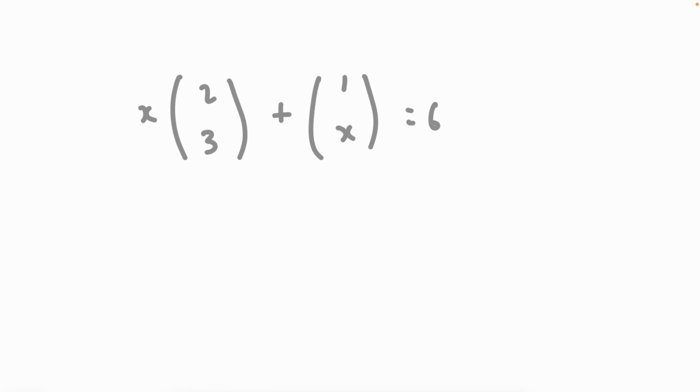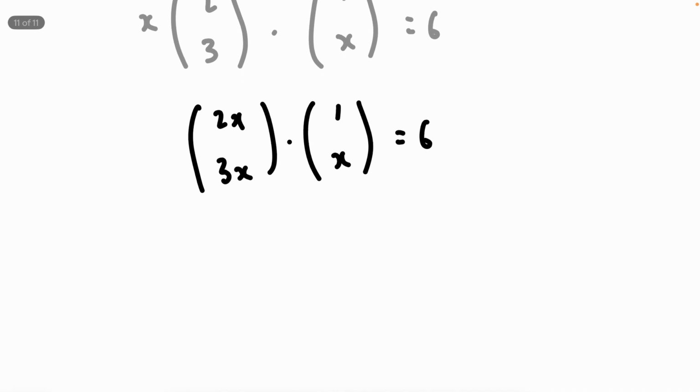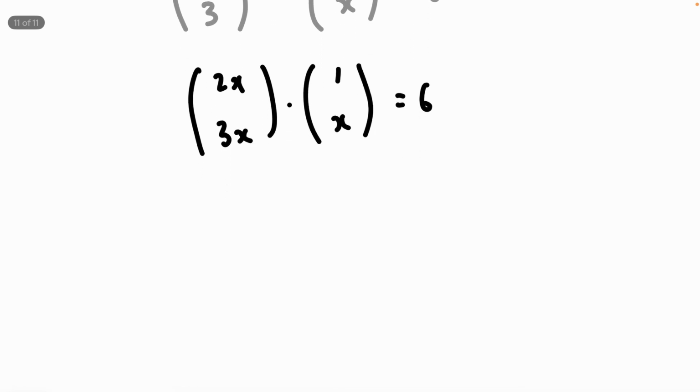And lastly, we have this vector equation here. We are told, this is meant to be a dot product, not an addition sign, that the dot product between these two vectors is 6. So first thing I'm going to do is expand out this x to this vector just so I have a nice vector equation in component form. So this is 2x and 3x dot producted with 1 and x, and that is equal to 6. Now if we dot product the top and the bottom, we get 2x plus 3x squared is equal to 6.